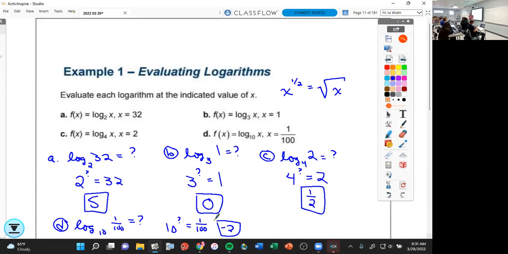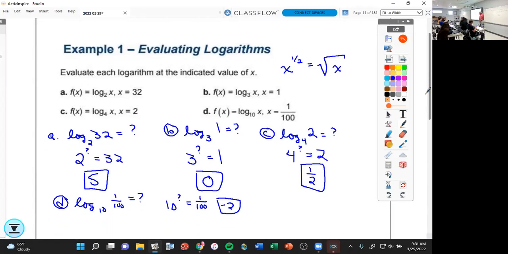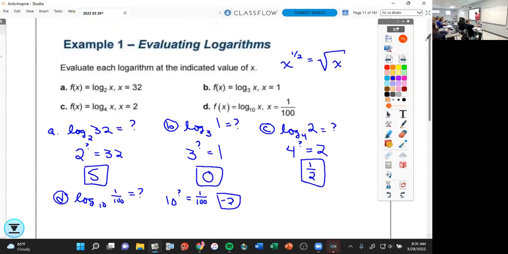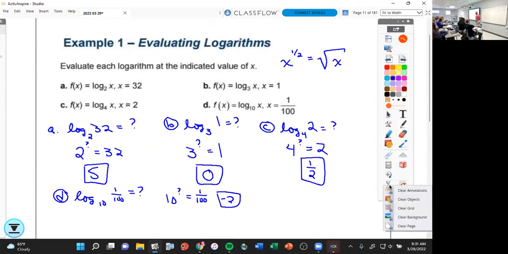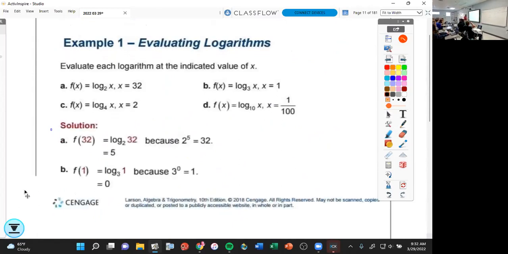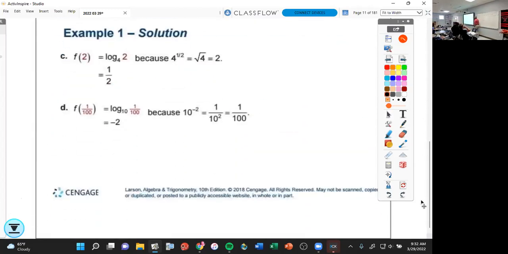Questions on these? The test is made by the department, not by me. Okay, so there's the work for C and D. I'm going to go back up and uncover the work for A and B. There you go. Okay, so there's AB and CD. Next page.